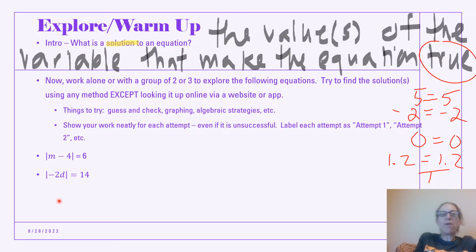You could try graphing. Hop on over to Desmos. You might say, well, Ms. Taylor, I don't know what to graph. Try something. Okay, talk about it with a partner. Say, what if we graph this? What if we graph that? Let's just see what happens.